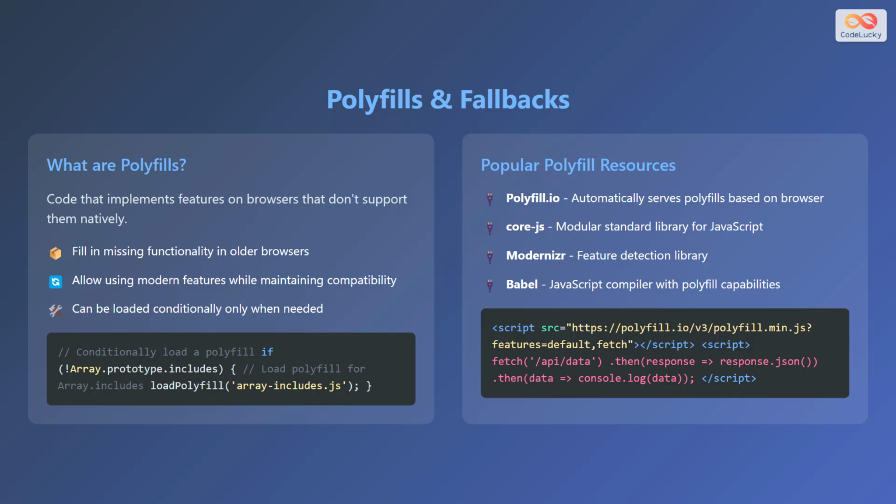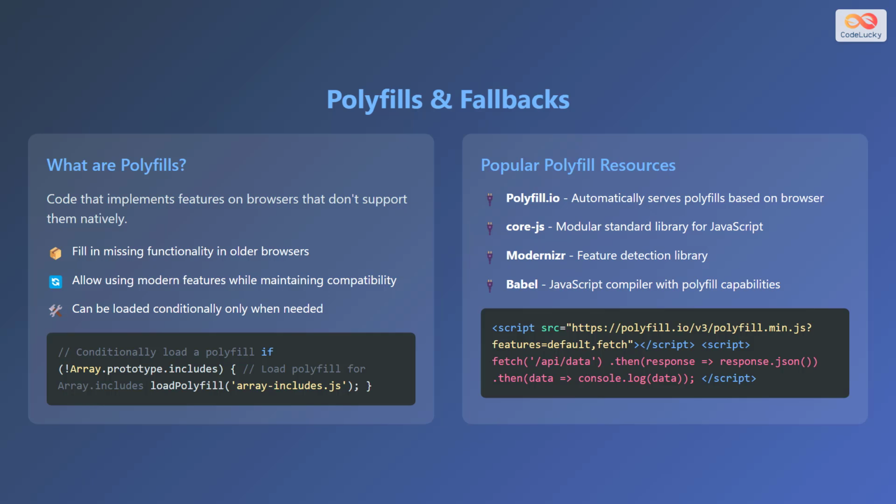Polyfills are code that implements features on browsers that don't support them natively. They fill in missing functionality in older browsers, allow the use of modern features while maintaining compatibility, and can be loaded conditionally only when needed. On the other hand, popular polyfill resources such as Polyfill.io, Core.js, Modernizr, and Babel are useful for maintaining compatibility.